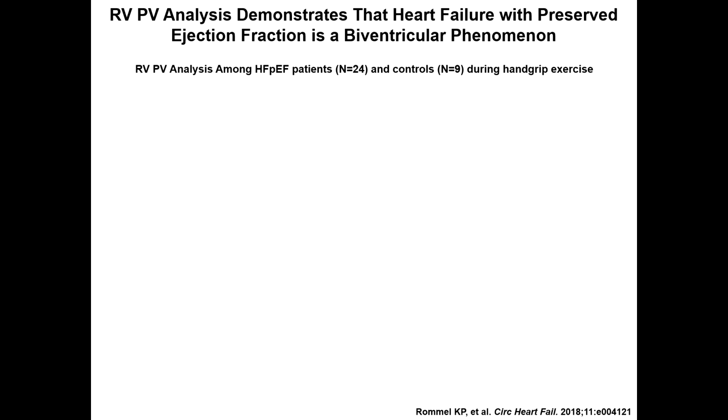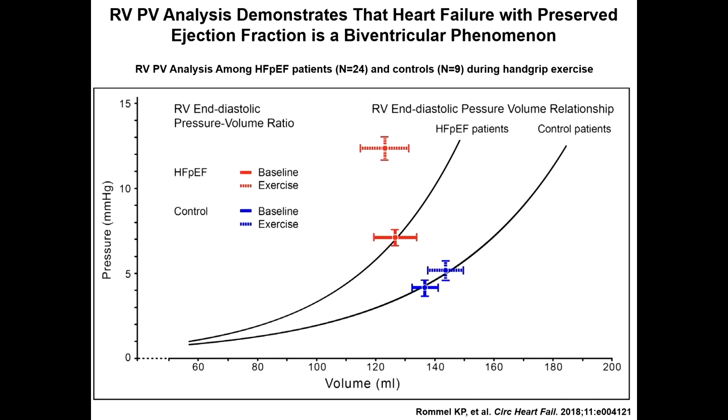One of the other examples that I always like to point to, I love this study, came out in HFpEF almost 6, 7, 8 years ago now from the German group. And this study very nicely demonstrated that HFpEF is a biventricular phenomenon. What are we looking at here? In the graph, we're looking at the diastolic limb of a pressure volume curve. That tells us a lot about lusitropy or diastolic performance.